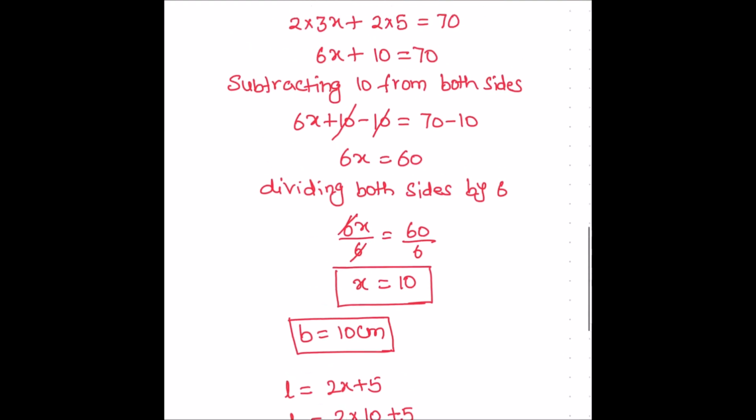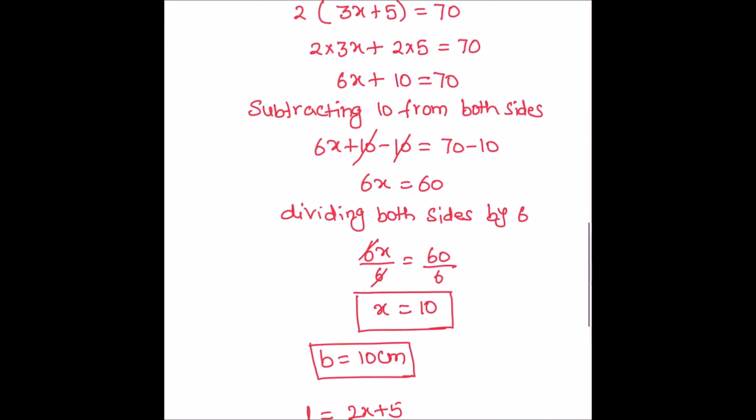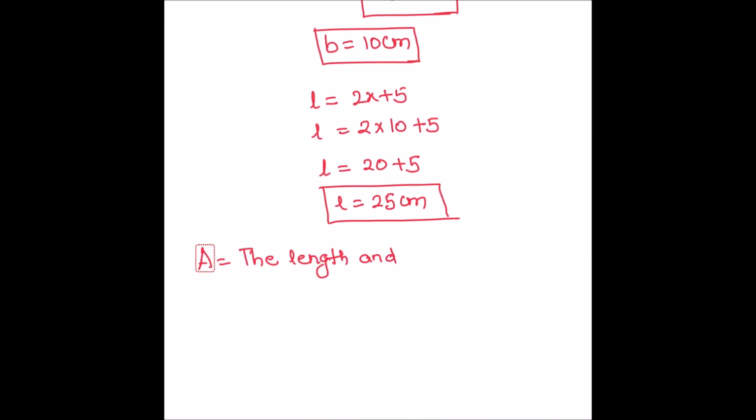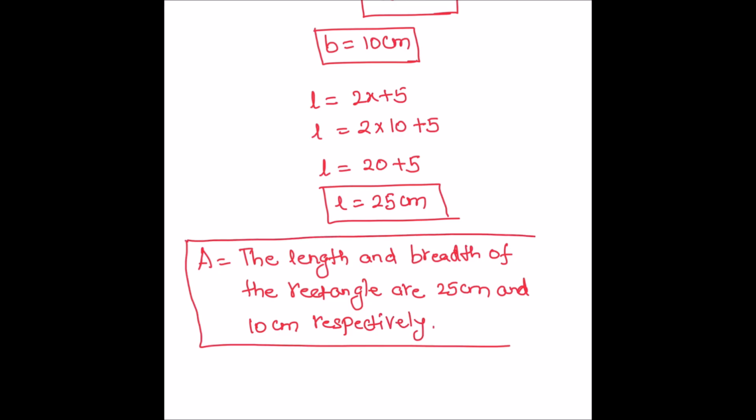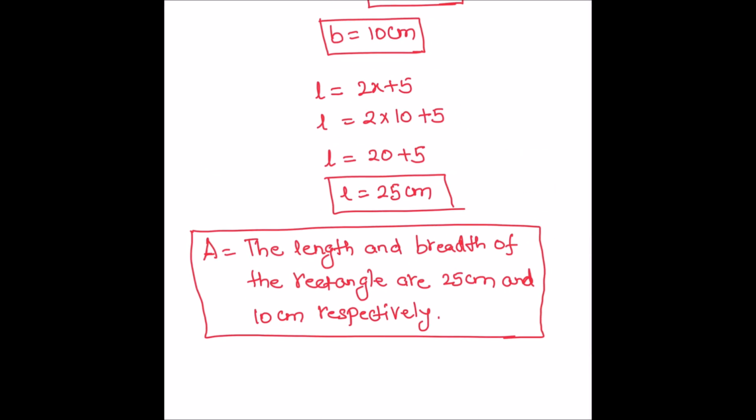So we got the value of length and breadth. Let's write our final answer. The length and breadth of the rectangle are 25 centimeters and 10 centimeters respectively. We're going to box the answer, and this is how we solve these kind of word problems. I hope this video is helpful to you. Let's take a recap of the problem.